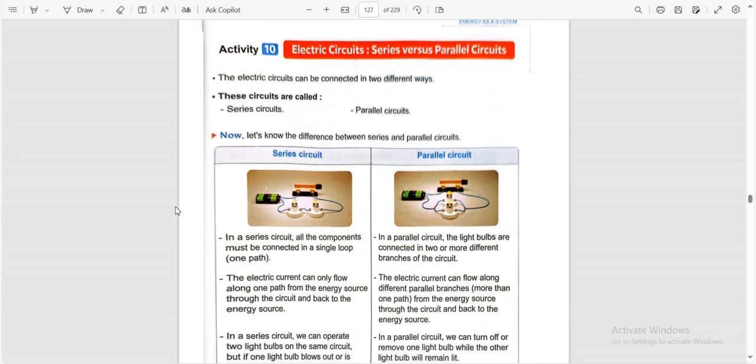So now let's talk about something very important about electric circuits, which are the two kinds of electric circuits. They can be series or they can be parallel. Well, what's the difference?